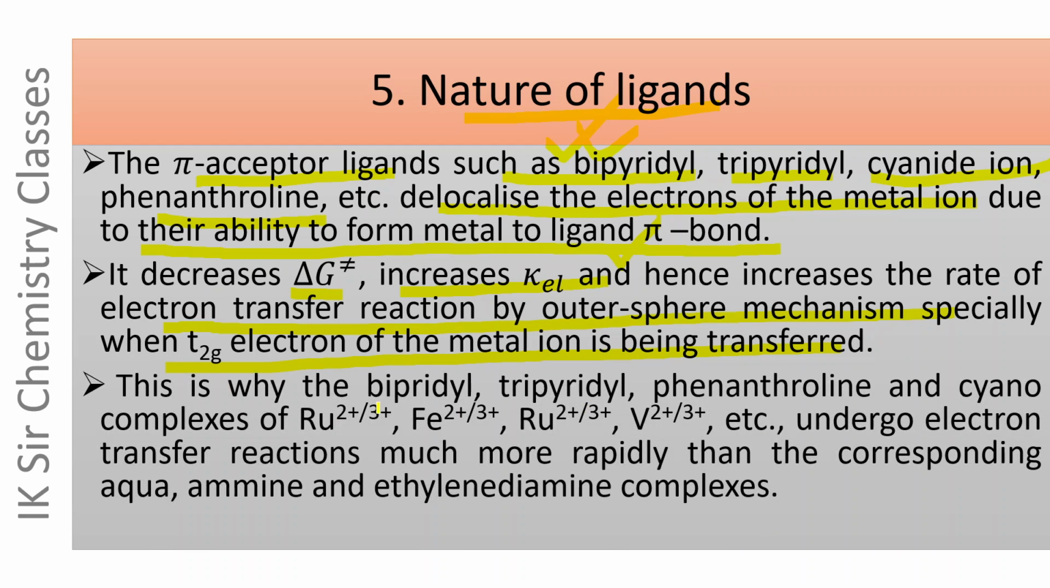And this is why bipyridyl, tripyridyl, phenanthrene, and cyano complexes of ruthenium 2 plus or 3 plus, Fe 2 plus or 3 plus, and vanadium 2 plus and 3 plus, etc. undergo electron transfer reaction much more rapidly than corresponding aqua, amine, and ethylene diamine complexes.